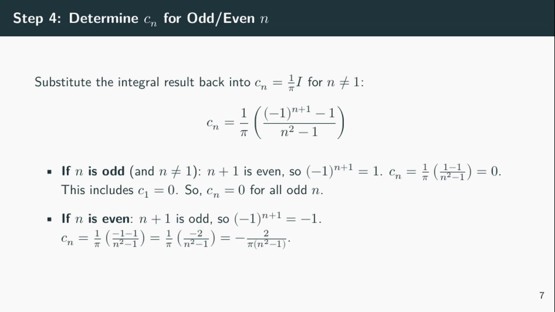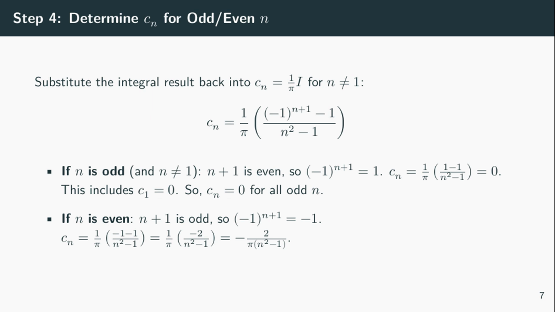Now let's determine the coefficient Cn based on whether n is odd or even for n not equal to 1. Substitute the integral result back into Cn equals 1 over pi times I. Cn is 1 over pi times the quantity minus 1 to the power of n plus 1 minus 1 all over n squared minus 1. If n is odd and n is not equal to 1, n plus 1 is an even number. So minus 1 to the power of n plus 1 is equal to 1. Cn is 1 over pi times 1 minus 1 over n squared minus 1, which is 1 over pi times 0 over n squared minus 1. This is 0. Remember we found C1 was also 0, so Cn is 0 for all odd n.